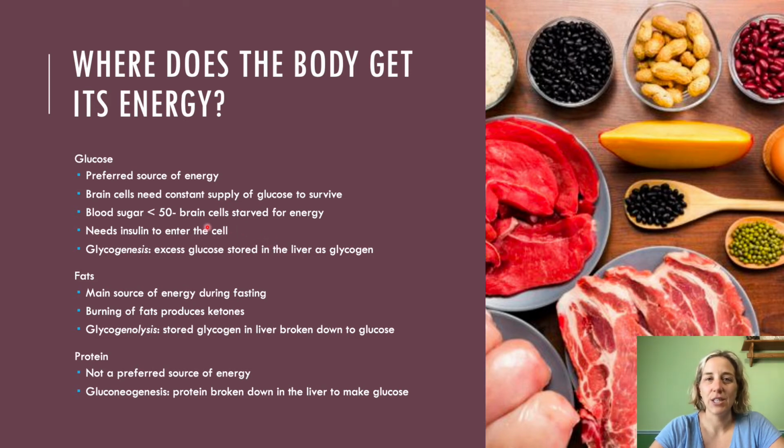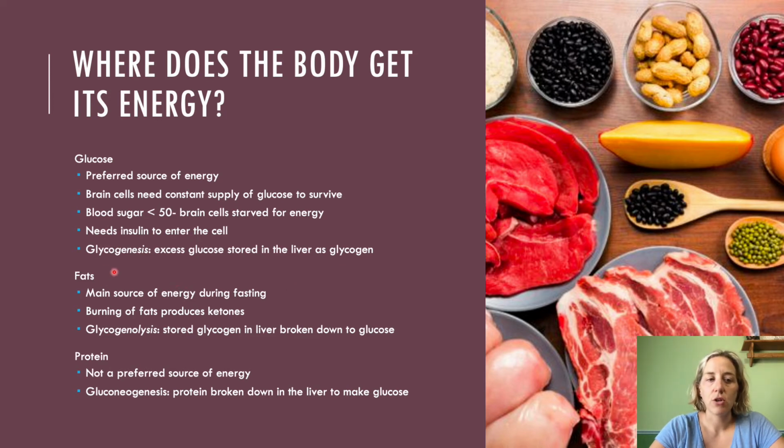Glucose needs insulin, so it works with insulin in order to enter the cell. And then glycogenesis. That is one of these beautiful glyco words. You're going to see a couple of them, but glycogenesis is excess glucose, which is stored in the liver as glycogen. Basically, we have too much glucose that we've taken in. The liver's going to go ahead and store it. And then later, if we need some glucose and we're not eating, the body can go ahead and use what we have stored in there.